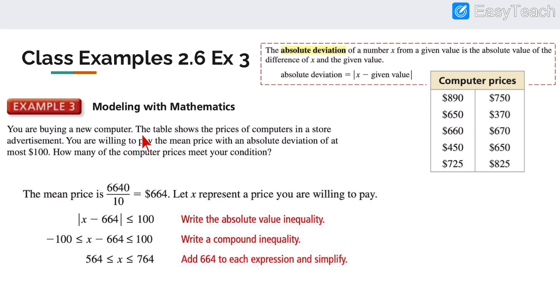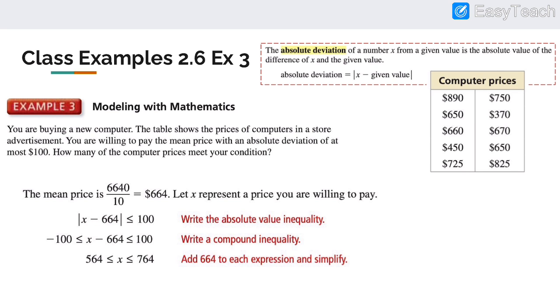There's a lot going on there. That simply means that you're willing to pay the average of these plus or minus $100 is really all it comes down to. So the first thing you have to do is average. When you add up all 10 of these, you get 6,640. You divide that by 10 to get your average of $664 per computer.